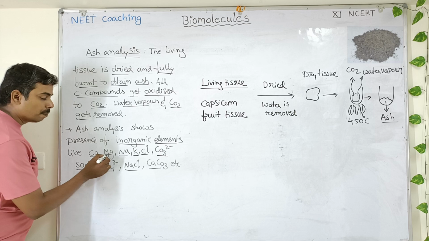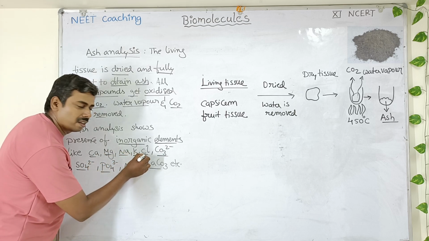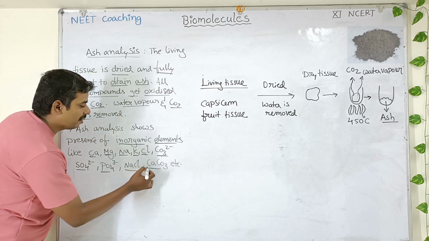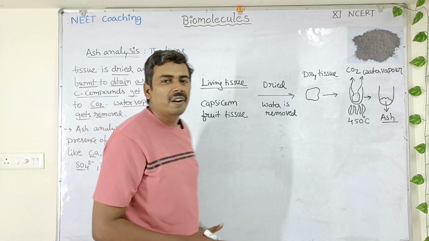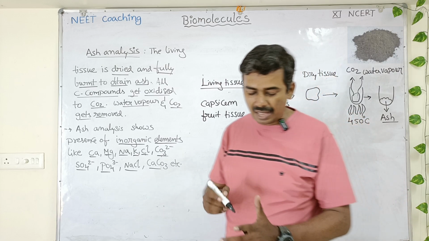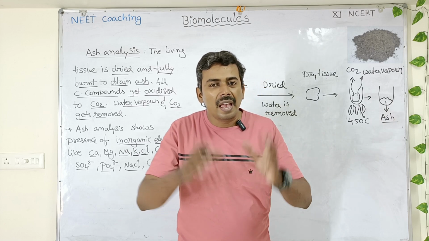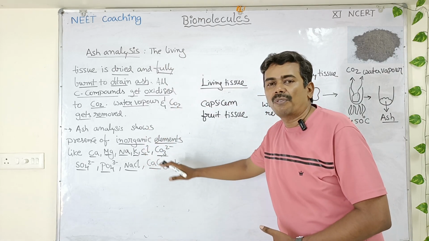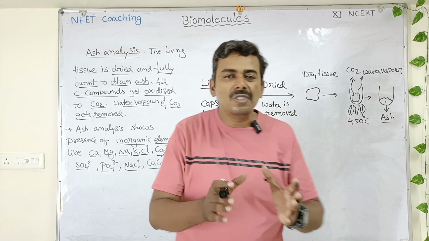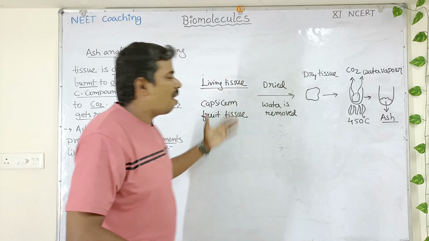Calcium, magnesium, sodium, potassium, chlorine, carbonate, sulfate, phosphate, sodium chloride, calcium carbonate. Like this, there will be different types of inorganic elements and compounds present in the ash of living tissue. It can be a plant tissue or an animal tissue. Any type of tissue you can find this type of inorganic elements. Understood, students? So this is the technique or test used to find different types of inorganic compounds in a living tissue. Copy down.